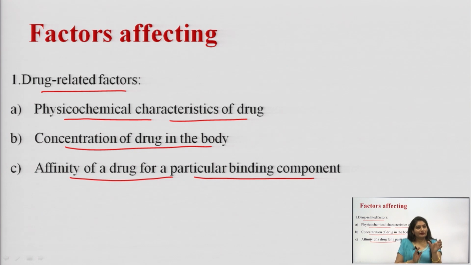Okay, albumin has affinity for acidic drugs and basic drugs, which bind to albumin protein, but the basic drugs have more affinity for the alpha acid glycoprotein. These bindings are due to the affinity of the drug for a particular binding component.